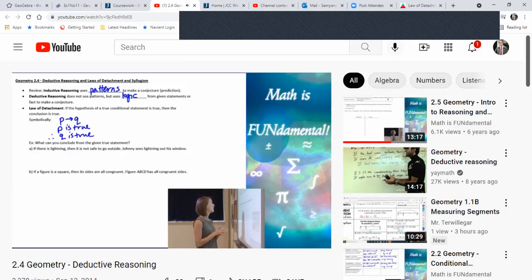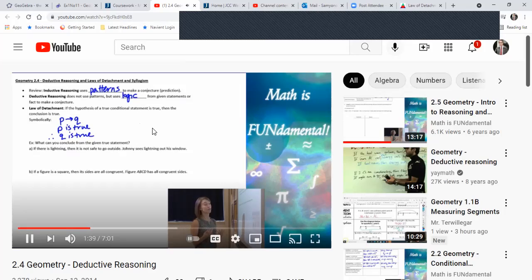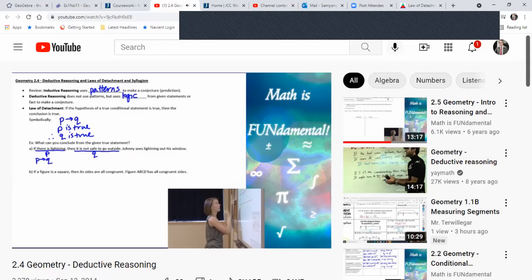The first one says, if there is lightning, then it is not safe to go outside. Johnny sees lightning out his window. So what we want to do is break that first conditional statement into the hypothesis and the conclusion. Here, this is going to be my hypothesis: there is lightning, and I'm going to put a P underneath that. Then our conclusion is that it's not safe to go outside, so that would be my Q. So symbolically, I have a statement that says if P, then Q.